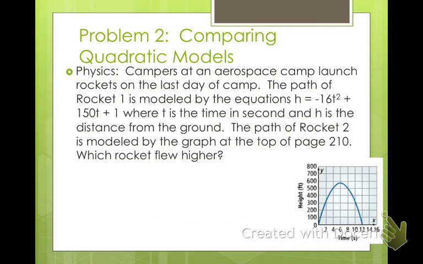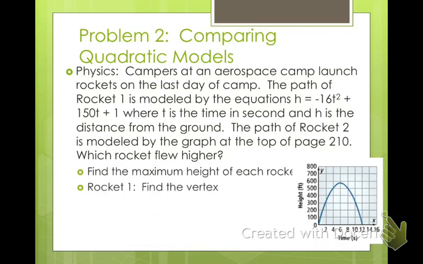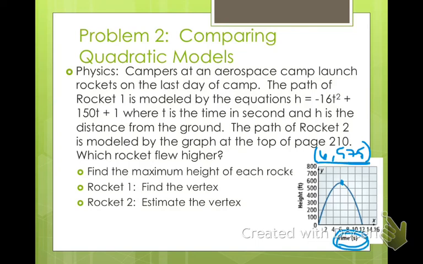So we found the vertex of the one parabola. Now we need to estimate the vertex of this one that they give us in the book. If you look, the vertex here is about 6, maybe 575. Remember that our x value is in time, but of these two, which one flew the highest in feet? That's our y value. Well, if our first value was 352 and our second value was 575, obviously the second rocket, this one here, is the one that flew the highest.